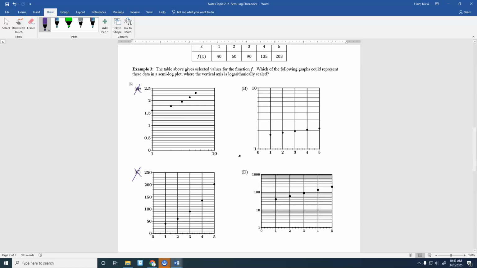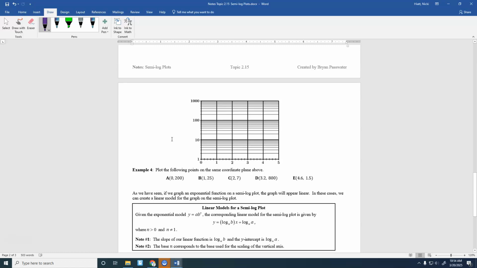Which one's going to be the correct answer? It's going to be D. I can tell it's not going to be B because B only goes up to 10, right? So I've got to go up to 203. This is 100, so this line right here would be my 200 line. I've got to go up around 200, and that last point is close to 200 for that. You guys see the difference between the graphs?